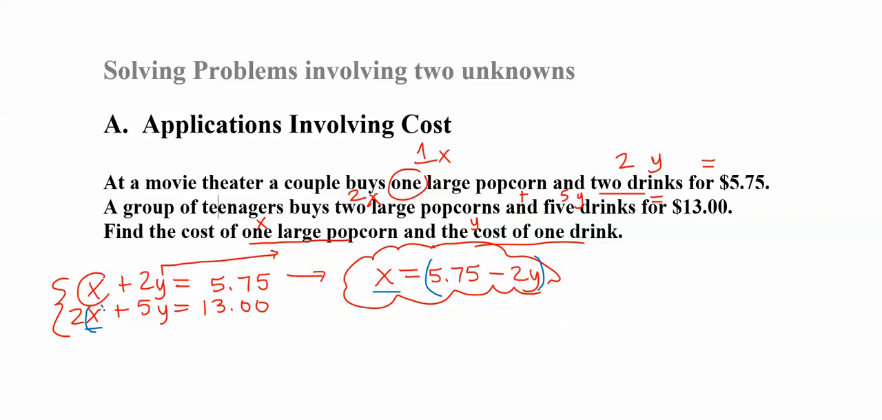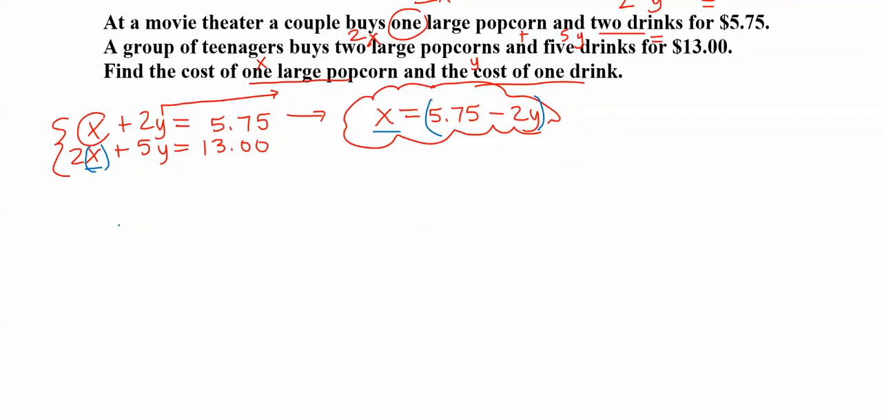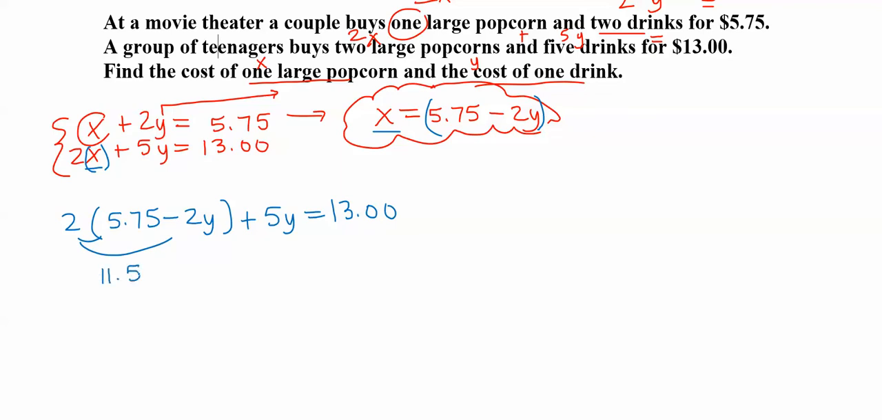Underline x and put parentheses around it, and you're going to replace it with the 5.75 minus 2y. So let's write that equation. Instead of 2 times x, I get 2 times 5.75 minus 2y. Copy the rest of it down. Plus 5y equals 13.00. Let's clear parentheses. So 2 times 5.75 is 11.5 minus 2 times 2y is 4y. And then copy down plus 5y equals 13.